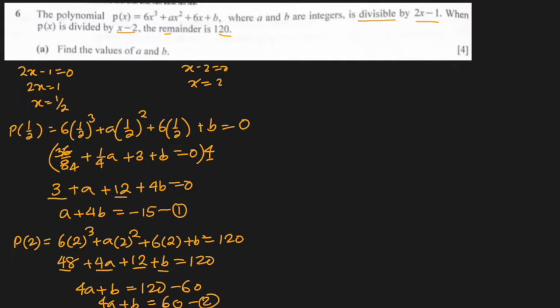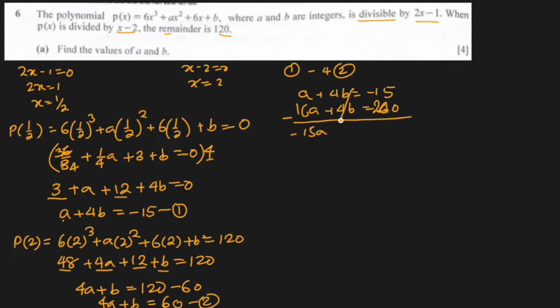And let's multiply this second equation by 4. So first we'll write equation number 1, and then we'll multiply equation number 2 by 4 and subtract. So equation number 1 is a plus 4b equal to negative 15, and 4 times 4a is 16a plus 4b equal to 240. We have to multiply the whole equation by 4, right? So now subtract. It will be negative 15a, this cancels out, and this will be negative 255.